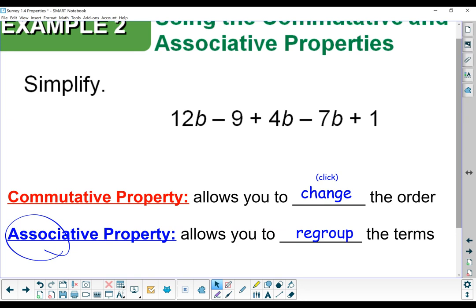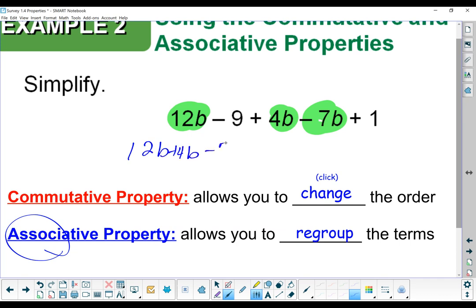Well, we know we're looking for like terms, aren't we? And I'm seeing some b's together, and I'm also seeing some numbers together. So I'm just going to highlight those things that I see as kind of like terms. I'm going to include that negative with the 7. Those things I'm going to change the order. I'm going to commute those forward. And you're going to see me write 12b plus 4b minus 7b. And then I'm going to bring the number parts together, minus 9 plus 1. Notice I had to take that negative with the 7 and this negative with the 9. I know it says subtraction, but we know subtraction is like adding the opposite. So instead, it becomes really a negative number.